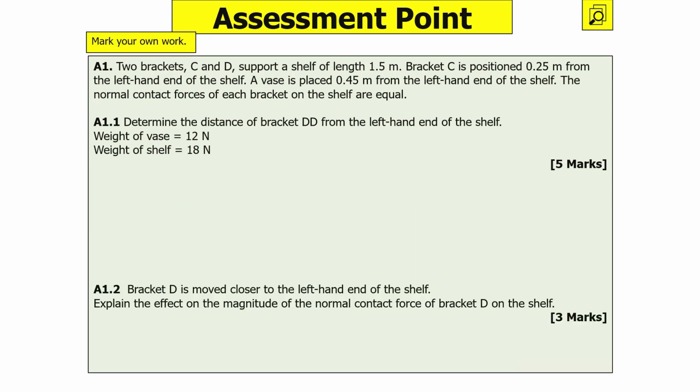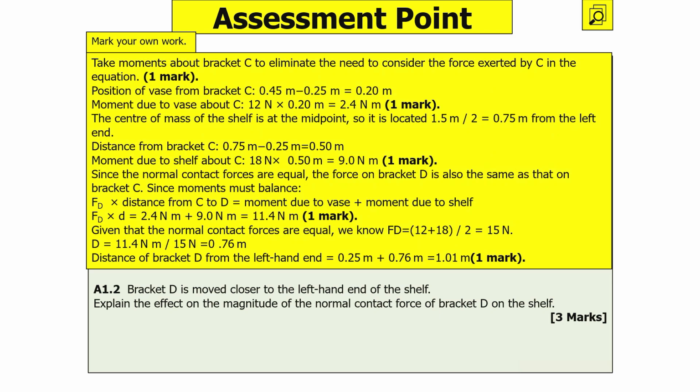Once again, it's the same principle. So we take moments about bracket C to eliminate the need to consider the force exerted by C in the equation. So the position of the vase from bracket C is 0.45 meters minus 0.25 meters, so it's 0.20 meters. The moment due to the vase about C is 2.4 newton meters.